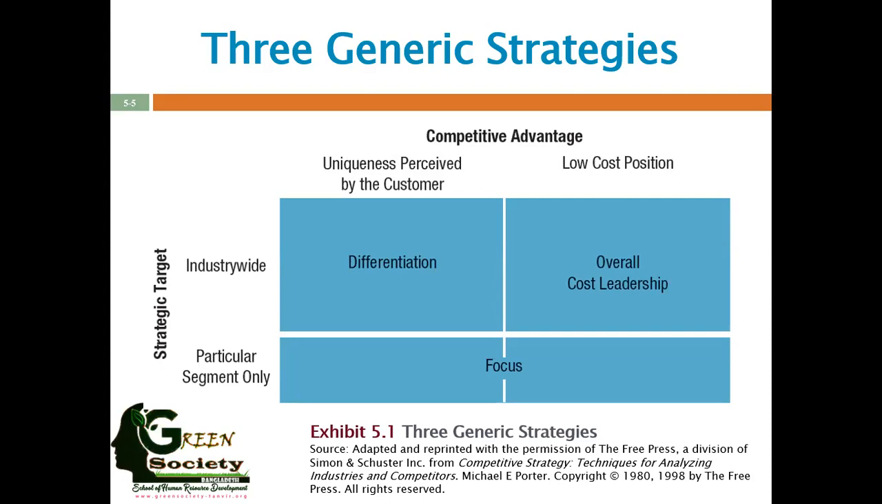I'm regularly checking various kinds of products online before I take a buying decision. Why? Because I want unique products. But there are some other groups that look for low-cost products. On the left-hand side, what's the strategic target? You are trying to cover a very specific area, very specific gender, very specific income group. In this way, we can say it's a particular segment. But if you try to cover the whole industry, say you have a pharmaceutical product and you want to cover the whole pharmaceutical industry through your products, then it's industry-wide.